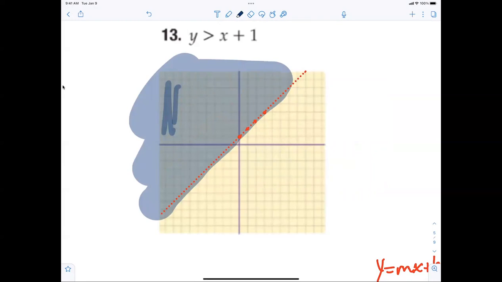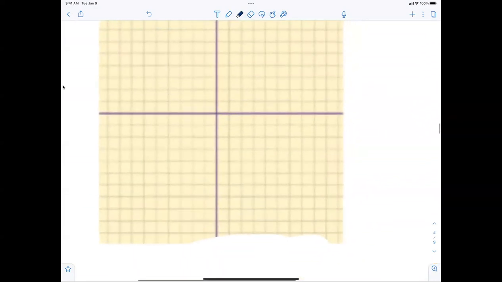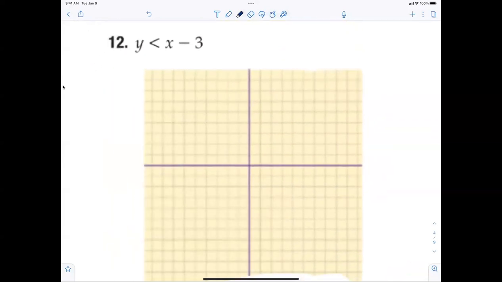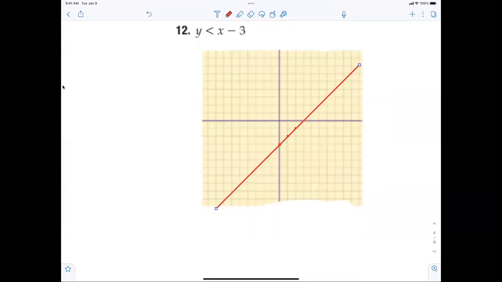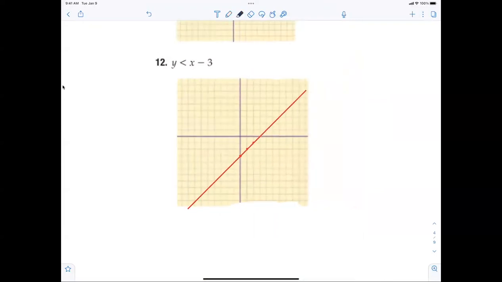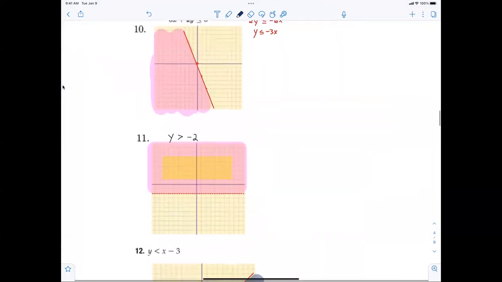Easy enough? All right, here we go. What do I do here? Down 3, and then what? And what do we got? The dog. All right. And where am I shading? Below. Everybody's good with that, right? Those look kind of good.